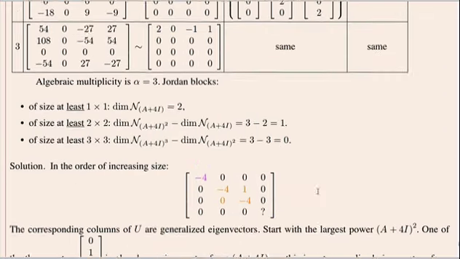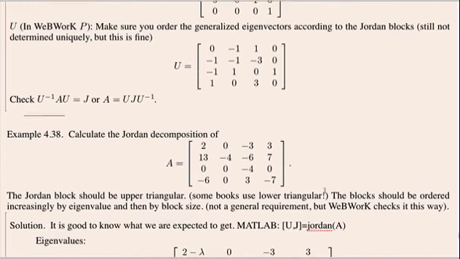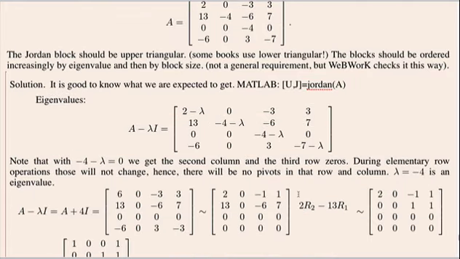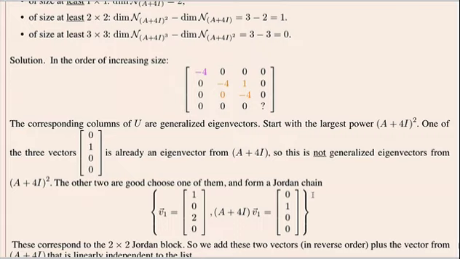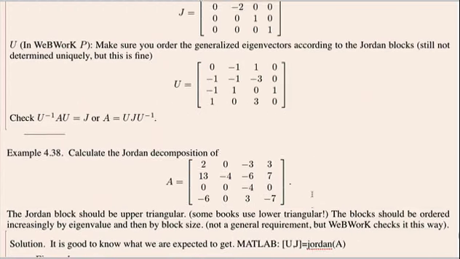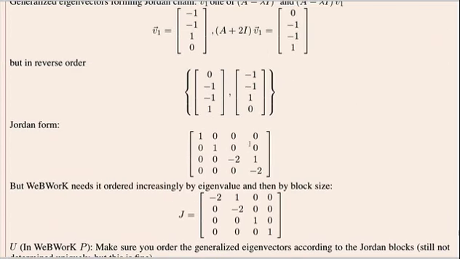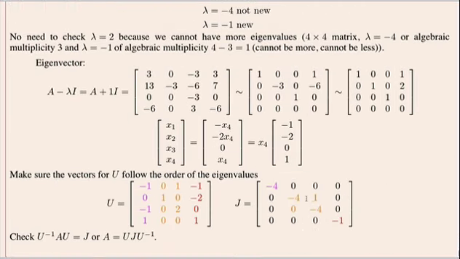So based on these two examples, we covered different cases. One where we had two Jordan blocks of size 1 by 1 and a Jordan block of size 2 by 2. And here also we had two Jordan blocks of size 1 by 1, but corresponding to different eigenvalues, and a Jordan block of size 2 by 2.